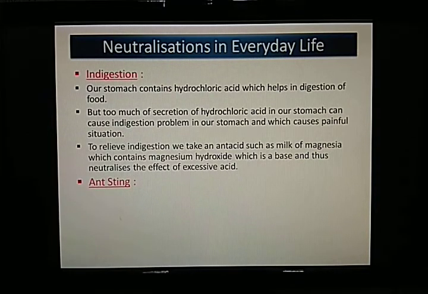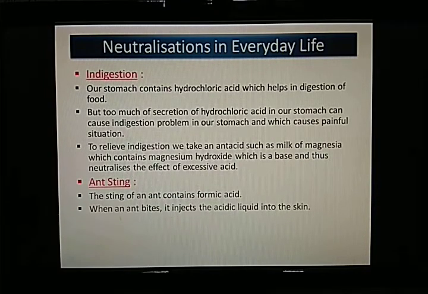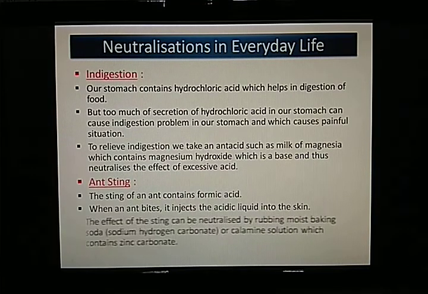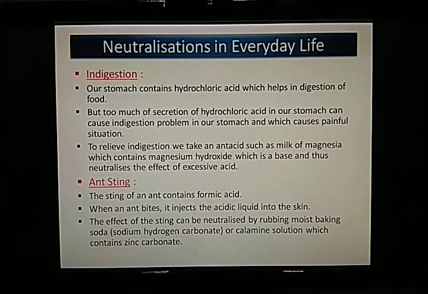Now next is ant sting. Now you know ants bite, it is very painful even though they are very small in size. Why does it happen? Because the sting of the ant contains formic acid, so it is very painful as well as it gives a burning sensation. Now what happens is that when an ant bites, it injects this formic acid into our skin. As a result, itching occurs, burning sensation occurs, pain occurs.